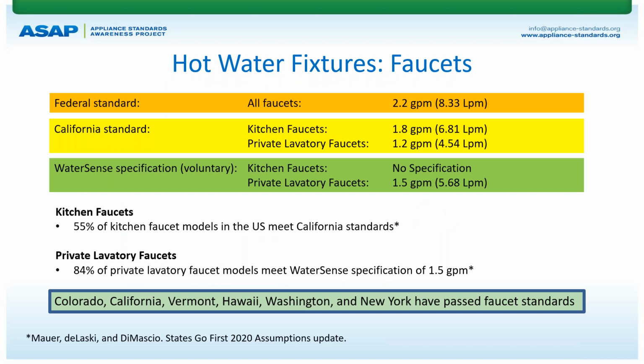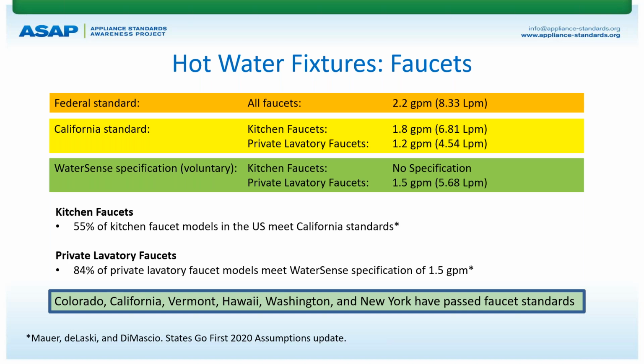Let's take a closer look at the standards for U.S. hot water fixtures, namely faucets in this slide. The federal standard, the law of the land, states that no kitchen or lavatory faucets can be sold that exceed 2.2 gallons per minute flow rate, and I have liters per minute here on this slide as well. That's pretty general, and since faucets are no longer preempted, California has set more stringent standards, requiring a maximum flow of 1.8 gallons per minute for kitchen faucets and 1.2 gallons per minute for bathroom or lavatory faucets.